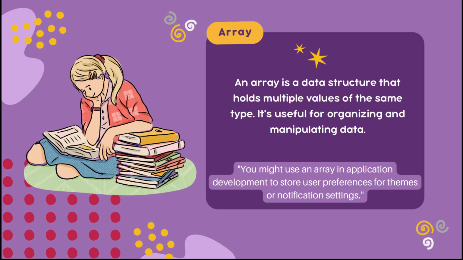Array. An array is a data structure that holds multiple values of the same type. It's useful for organizing and manipulating data. Example. You might use an array in application development to store user preferences for themes or notification settings.